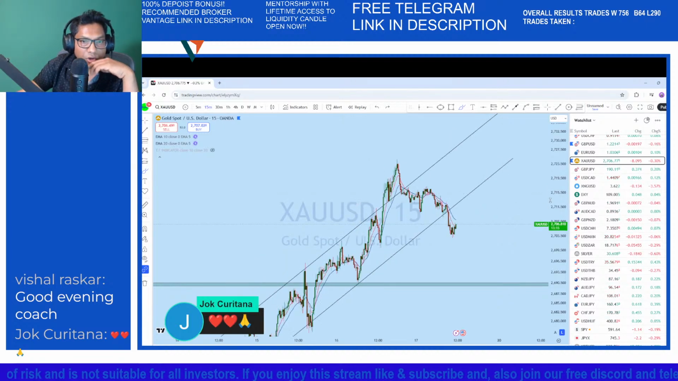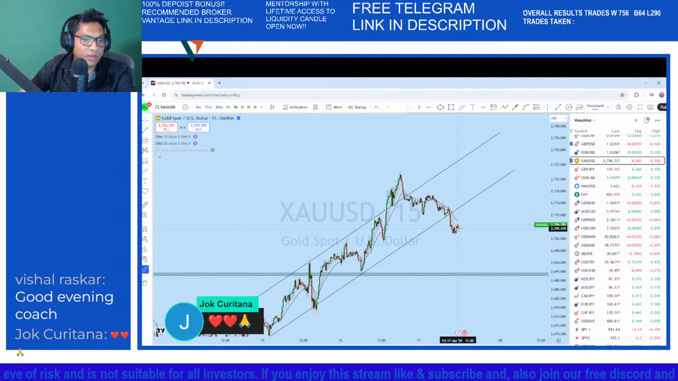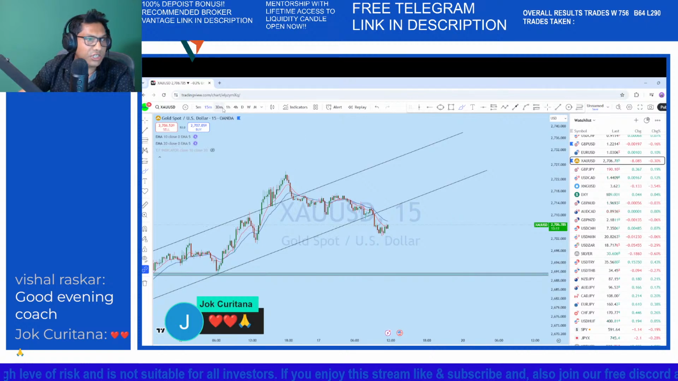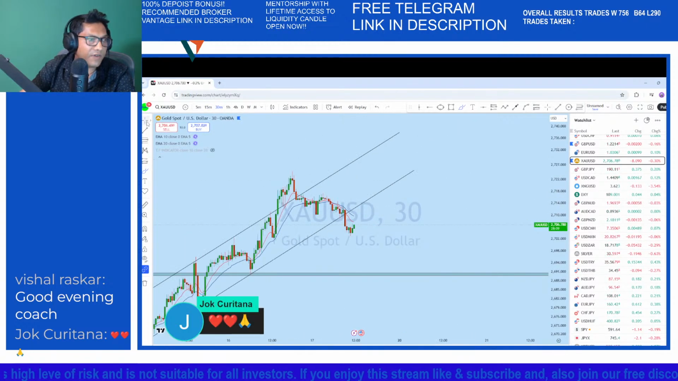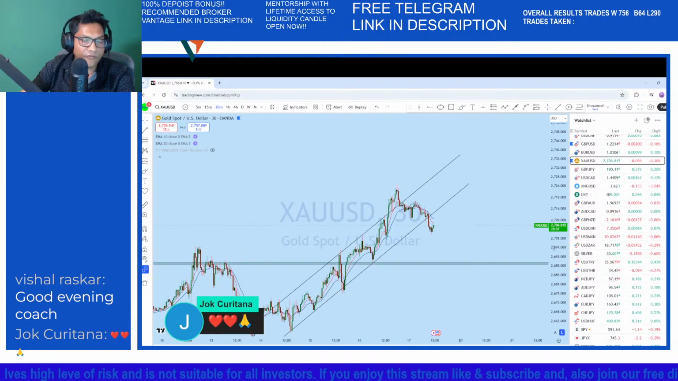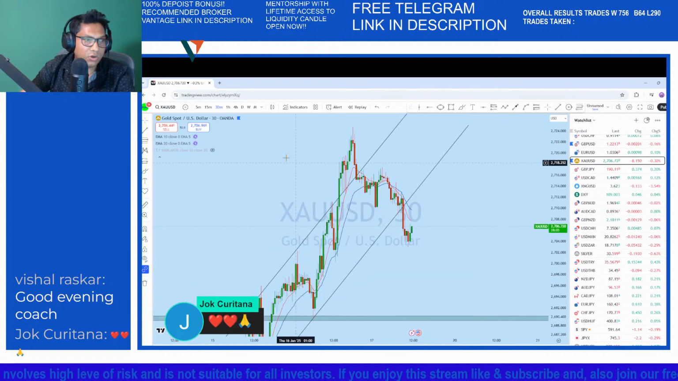To find the potential entry, we will be looking for further confirmation in this market. Once we find that further confirmation, we will be looking for that entry as well.